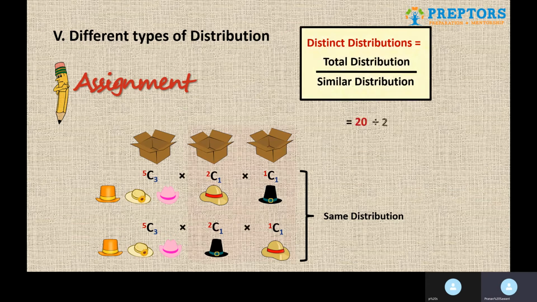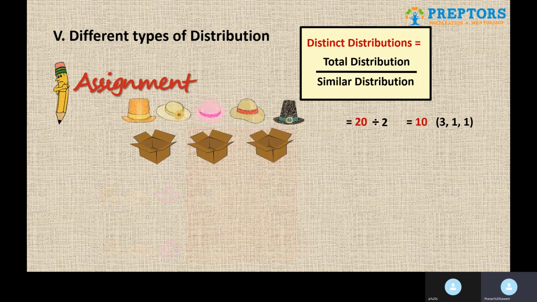Now total distribution was 20. Similar distribution is 2. Hence 20 divided by 2, so that will give us 10. Hence this 10 is the distinct distribution. The same thing will follow for the next possibility. The next possibility is 2 2 1.